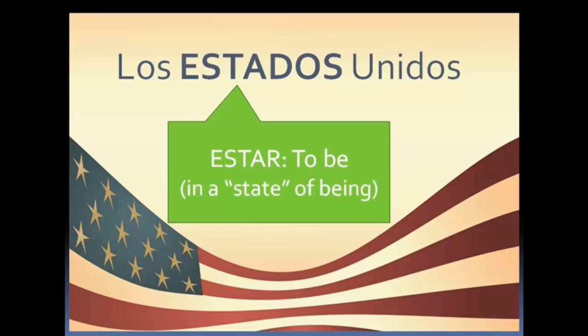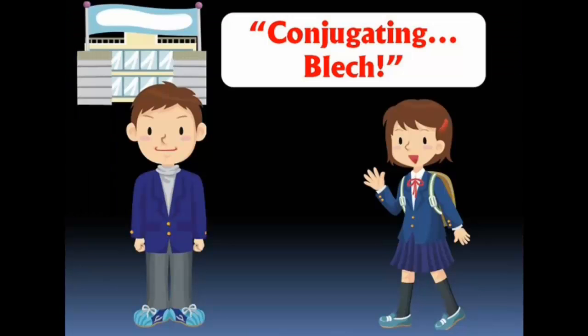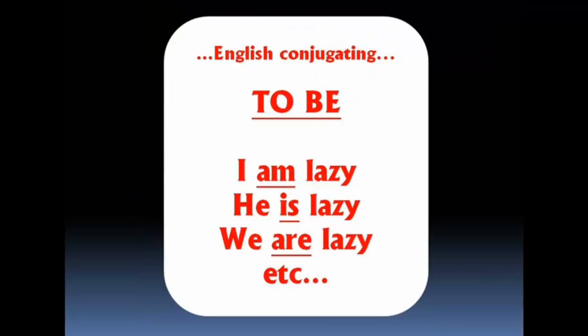Before I get too distracted here with my ramblings over moments of enlightenment in my learning of Spanish, I'm going to do a quick review of to be in English. As you know, we do conjugate in English. Some of my students will say, no, we don't conjugate in English. I hate Spanish because you have to conjugate. And I tell them, well, we conjugate in English too. For example, I am lazy, you are lazy, he is lazy, she is lazy, we are lazy. Am, are, is, those are all forms, those are all conjugations of the English verb to be.